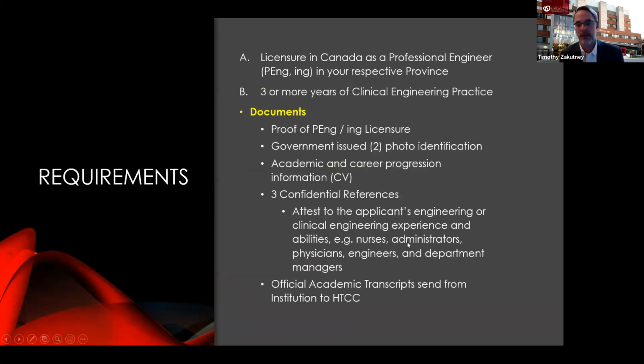So what are the requirements of CCE? First and foremost, because you are becoming a certified clinical engineer, there are unique requirements for using the term engineer. So it is a mandatory requirement to have licensure in Canada as a professional engineer in your respective province. You should have 3 or more years of clinical engineering practice, and you demonstrate that through a provision of a couple documents.